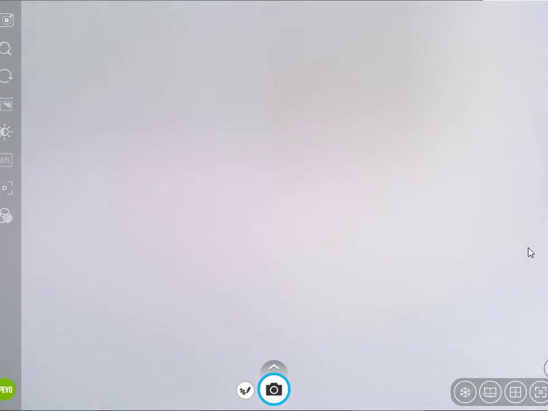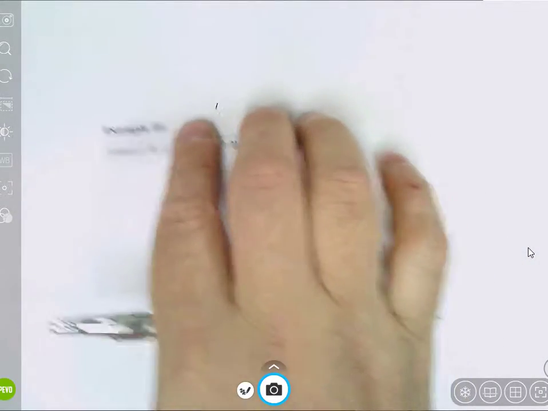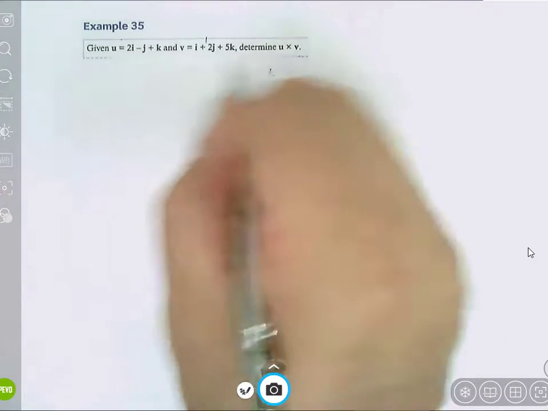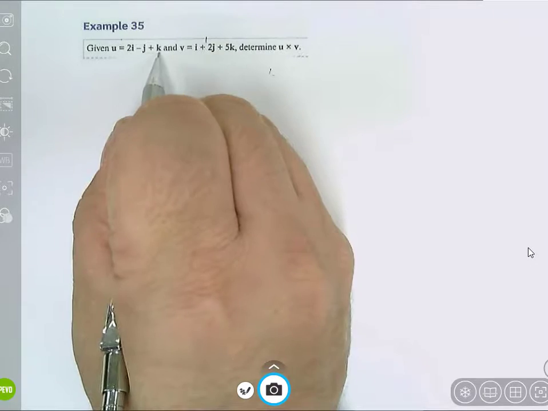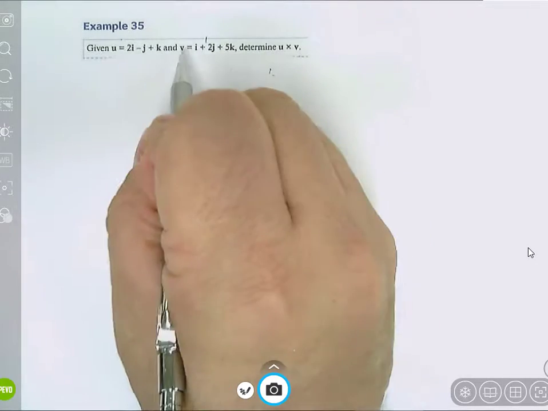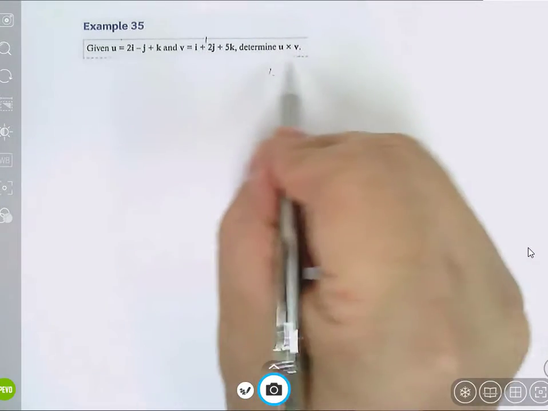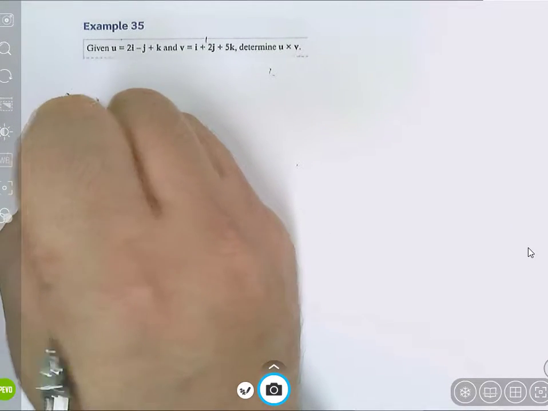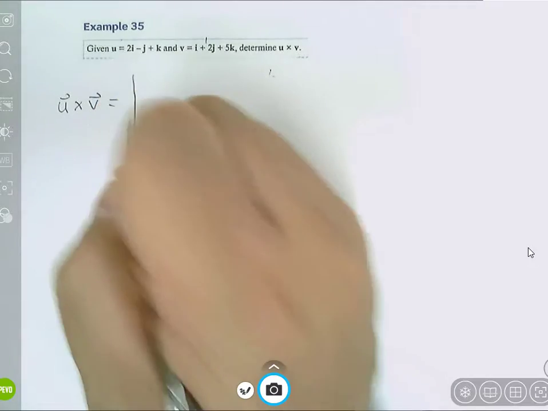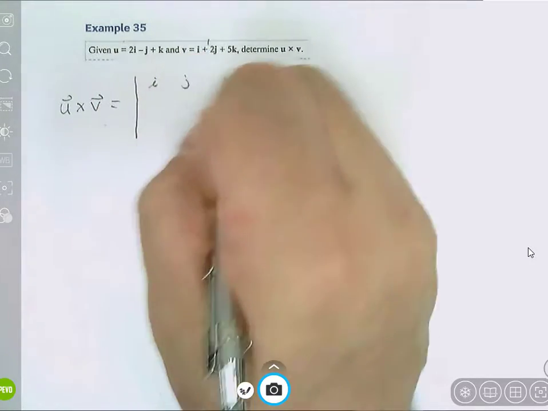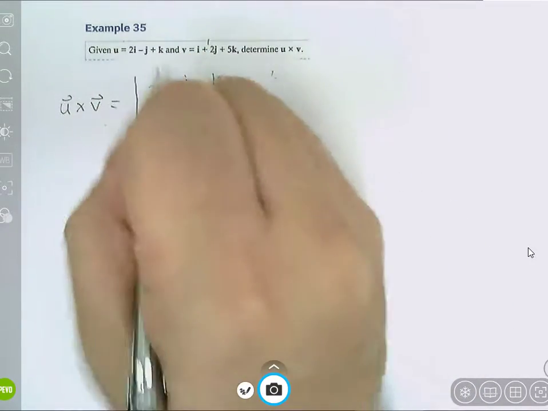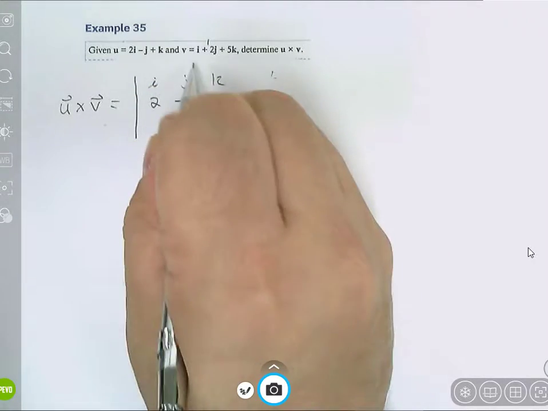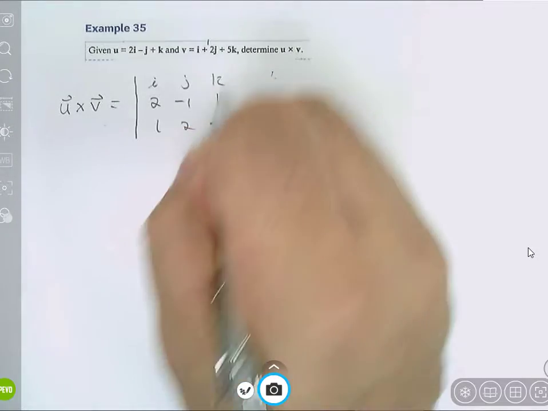So let's look at example 35. I'll set it up. It tells me u is 2, negative 1, 1, and v is 1, 2, 5, and then I'm going to find the cross product. So I'm going to go u cross v, and I'll set it up the way that I wrote it, i, j, k, so it makes it easy for me to do. And then I'll put my components 2, negative 1, 1, and then the components 1, 2, 5, right?